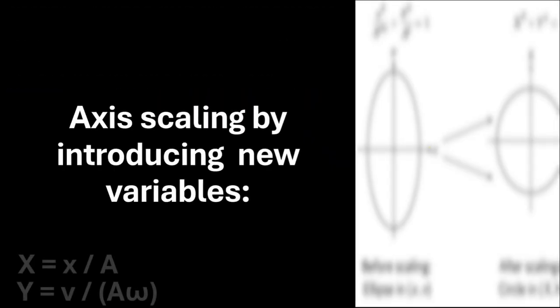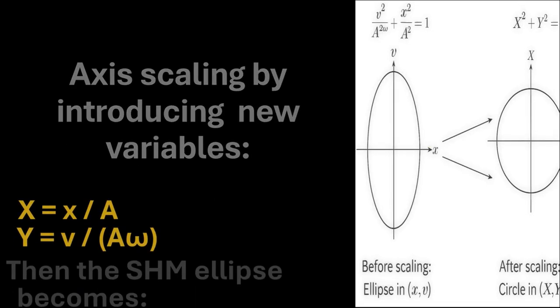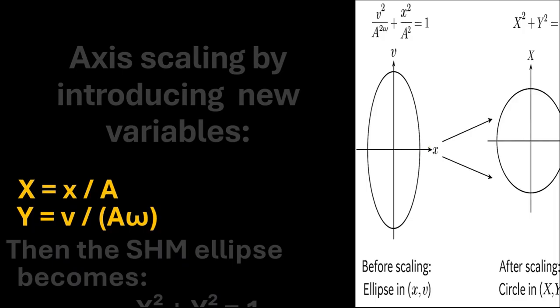So what we do is we introduce new variables instead of small x and small v here. We introduce new variables, which is along the x-axis displacement by maximum displacement, and along the y-axis velocity by a omega. To put it into simple terms, we divide x by a and then plot a new x-axis. We divide v by a omega and use this as a new set of values to plot the y-axis.